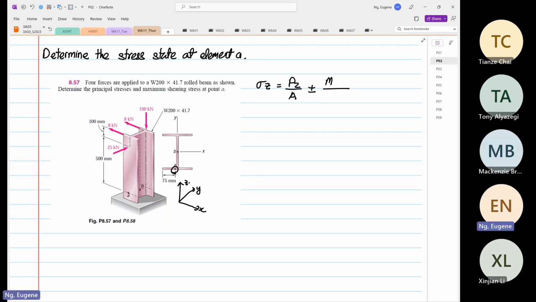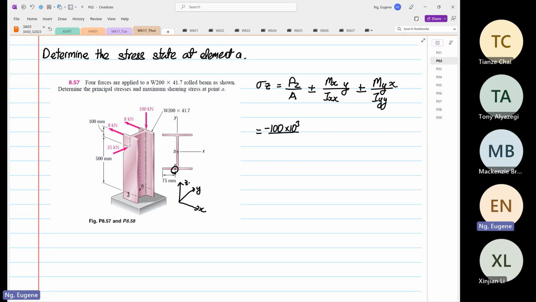So Mx over Ixx multiplied by y, again plus or minus My over Iyy multiplied by x. Okay, so we are going to focus on element A. We know that PZ is going to induce a compression. So minus 100 times 10 to the power 3.